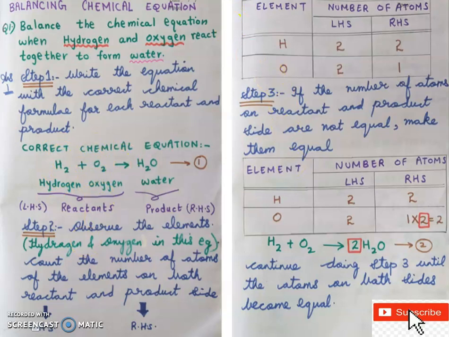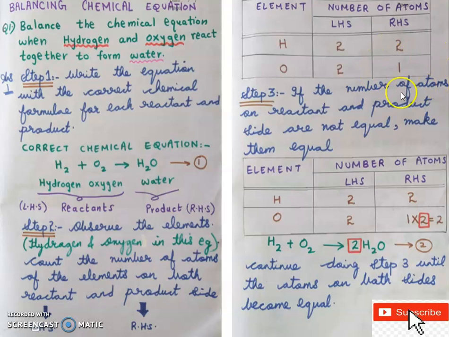In the table, first I will write element as my column, and for the elements I have the symbols. The symbol of hydrogen is H, the symbol of oxygen is O. So I'll write hydrogen and oxygen. And then on the right side, I have the number of atoms on the left hand side and right hand side. How many atoms of hydrogen are on the left hand side? I will write here. How many atoms of hydrogen are on the right hand side? I will write here. Similarly, how many atoms of oxygen are on the LHS, and on the RHS? I will write here.